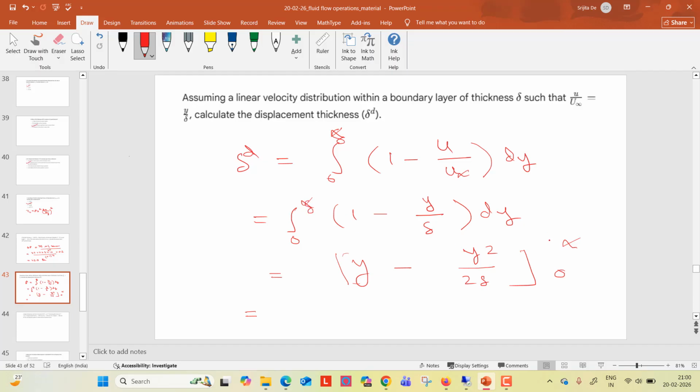So it is delta minus delta square by 2 delta. It is delta by 2. So this is the answer.